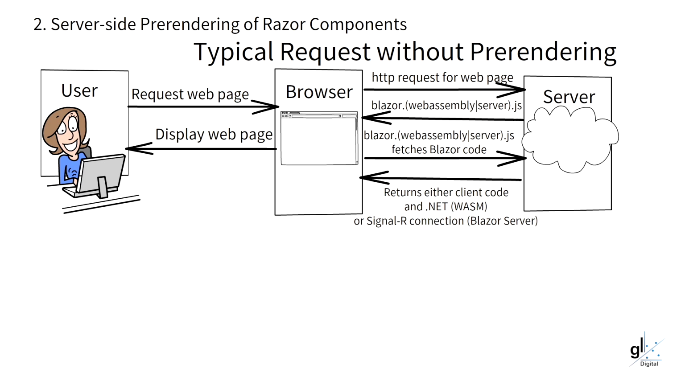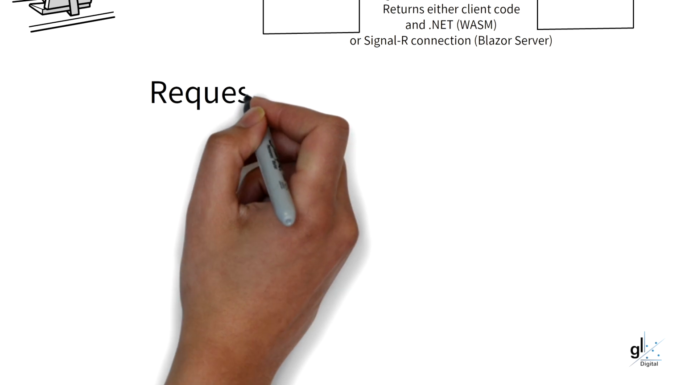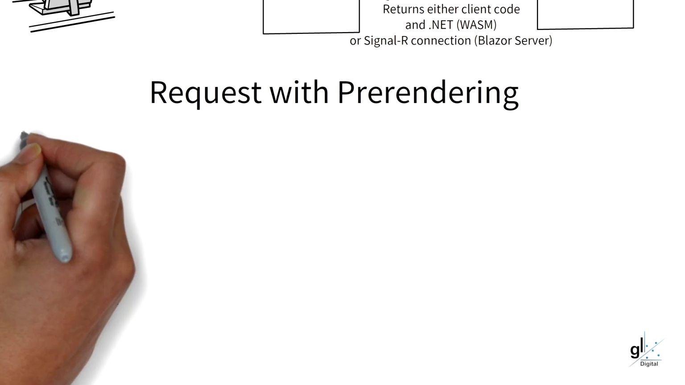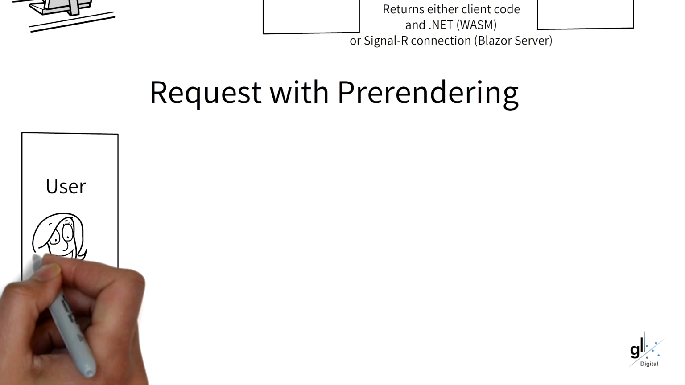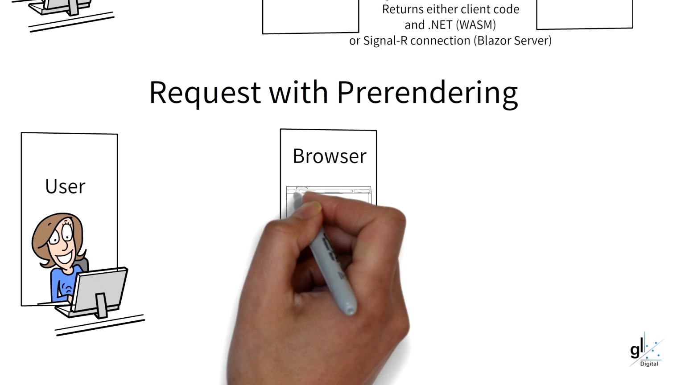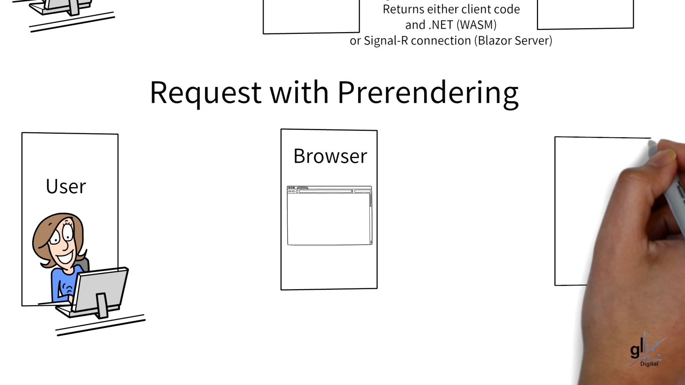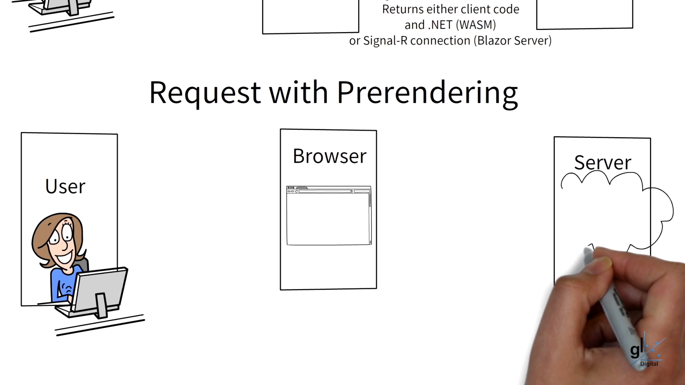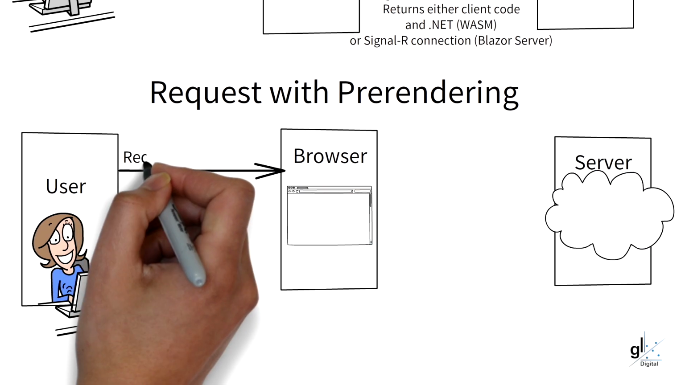In this case, where server-side pre-rendering is leveraged, all the relevant HTML content pertaining to the relevant component is rendered as static HTML, and then the static HTML is returned to the client and displayed in the user's browser. This diagram depicts what this HTTP request response looks like.